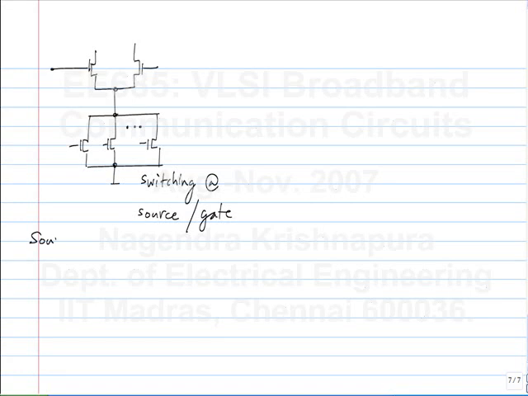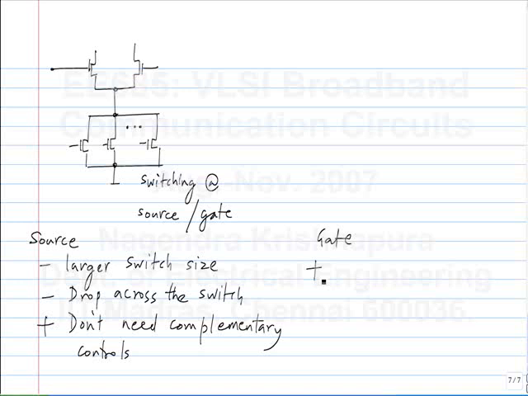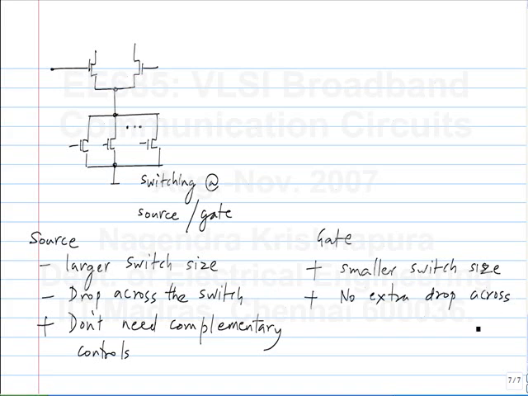If you switch at the source, you will have a larger switch size, and also there will be a drop across the switch. But the advantage is that you don't need complementary controls. And if you switch at the gate, you will have definitely a smaller switch size, and there is no compromise on the voltage compliance. Okay, there is no extra drop across the current source. When I say drop across the current source, I mean that its compliance is not reduced.